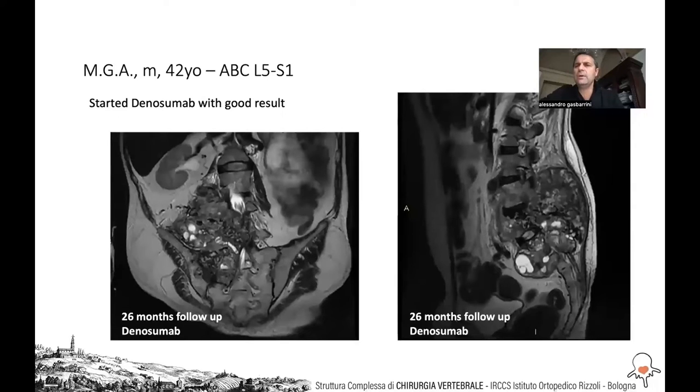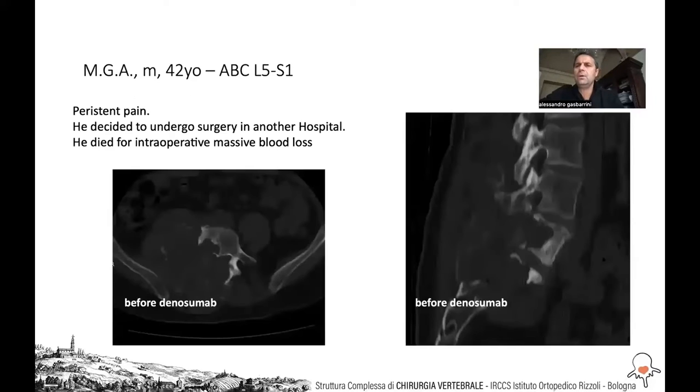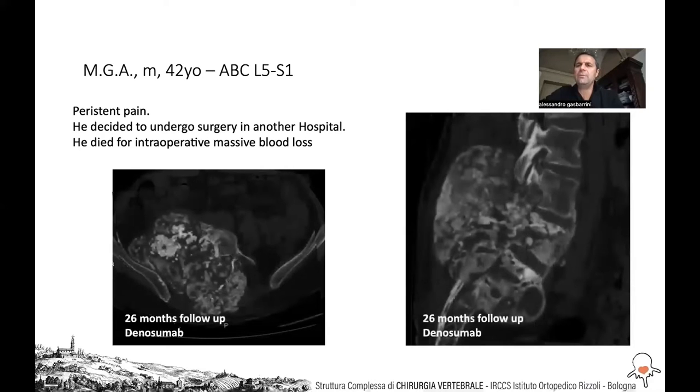Started denosumab with a good radiological result, but persistent pain, and he decided against our option to undergo surgery in another hospital. Unfortunately, he died during surgery due to the massive blood loss.